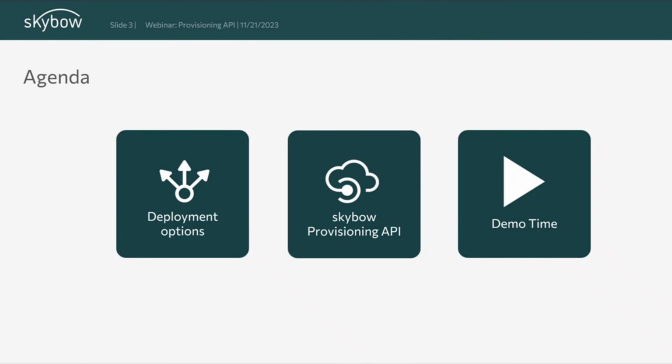Are you looking for an easy and fast way to deploy your skybow solutions? I will show you how you can achieve this using the skybow provisioning API. Today's agenda is, first we have a real quick look at the deployment options within skybow. Then we have a deeper look into the provisioning API, and then I will show you how this will work in a live environment.